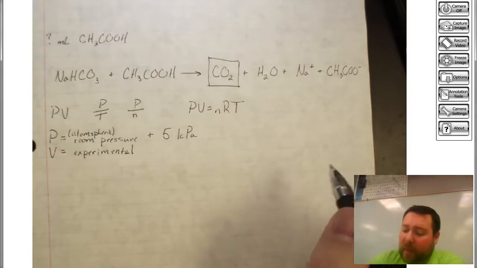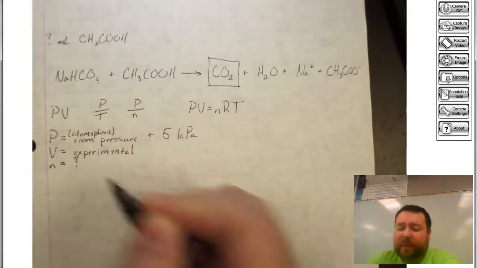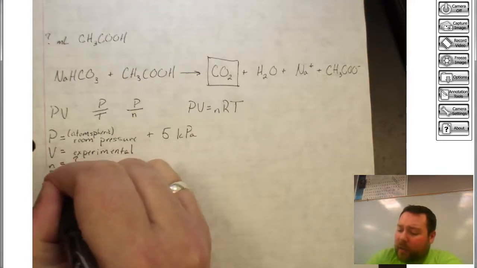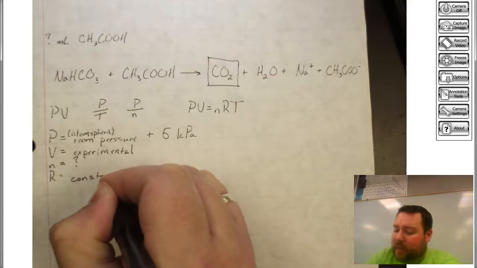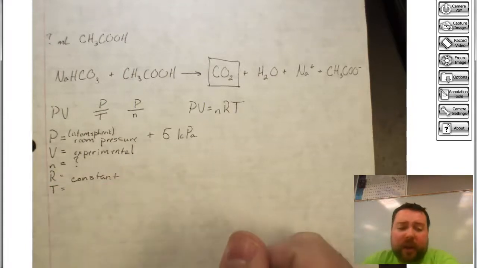Okay, the number of moles, well, that's what we're trying to find. That's our unknown. So we want to find that. R is a constant, and T would be the temperature of the room.